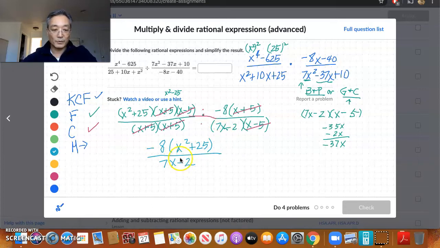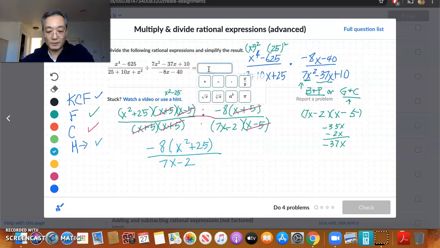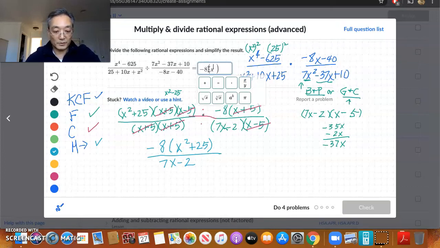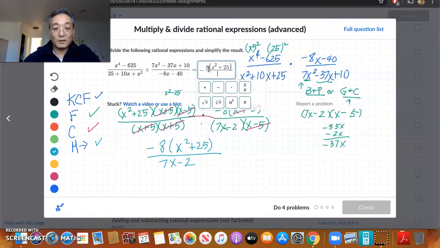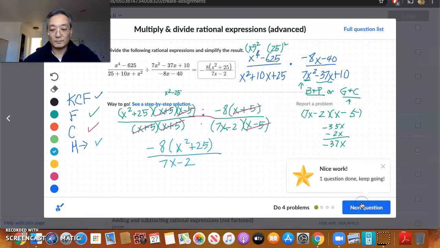Okay, so let's try putting that in. All right, so we just multiplied across. There's nothing else to cancel out here, right? So let's try typing in our final answer, and hopefully it'll work. Negative 8 times x squared plus 25. What is that? x squared plus 25. Okay, all over 7x minus 2. Okay, and let's check. And that is correct.